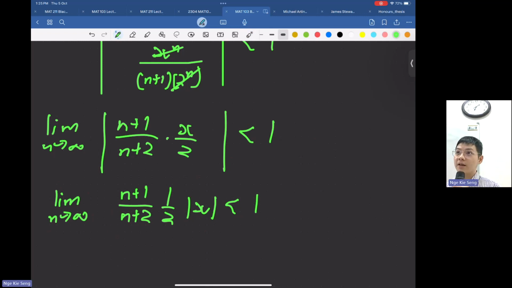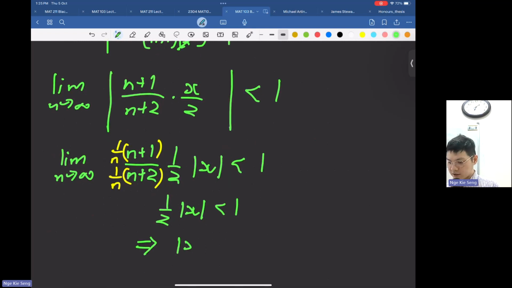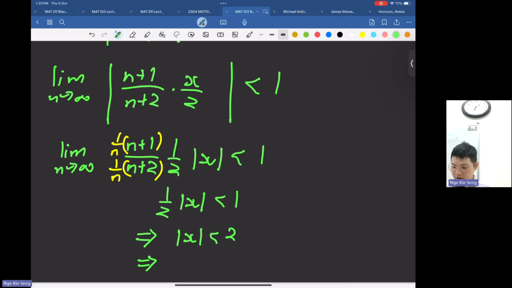How to take the limit on this fraction? You divide top and bottom by n. So all together, what do I get? I just get half times the modulus of x less than 1. So you can see that this gives a condition on the absolute value of x. It converges only when x is in between -2 and 2.